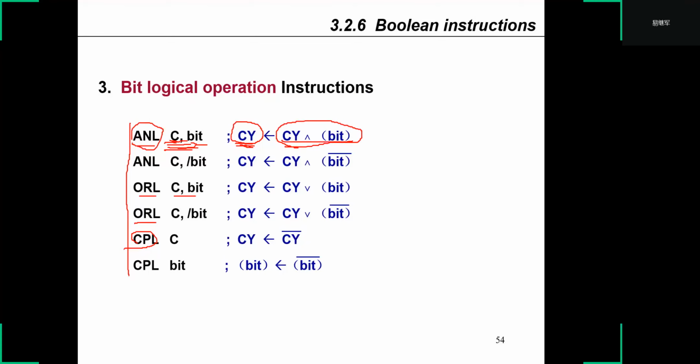The operation is here. It's the AND operation. Yes, ANL is the AND operation. ORL is the OR operation. And CPL gets the invert.